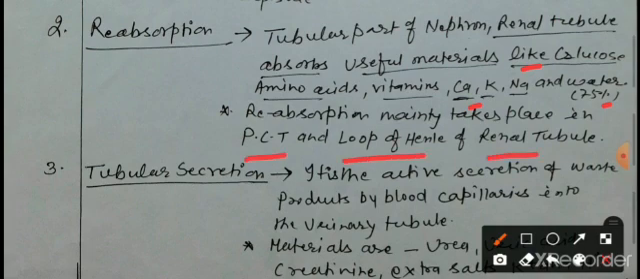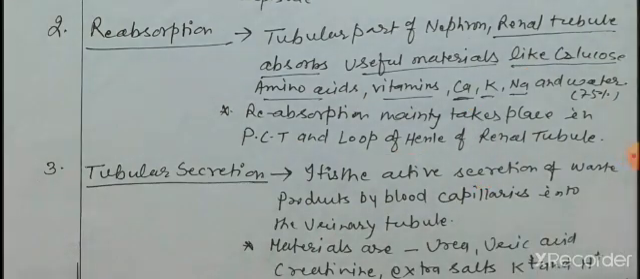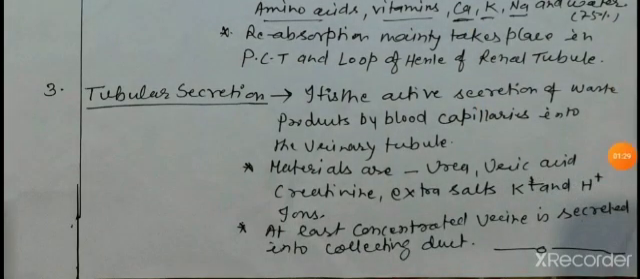The last step is the tubular secretion. It is the active secretion of waste products by blood capillaries into the urinary tubule. These products are urea, uric acid, creatinine, extra salts, potassium ion and hydrogen ions.